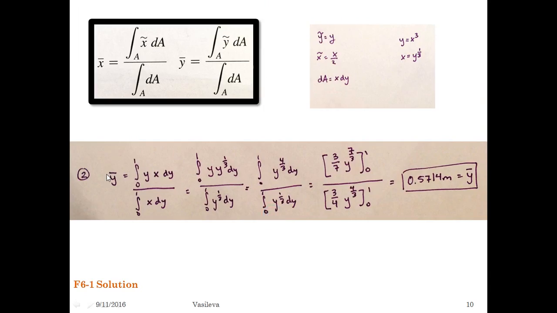Now I need to find y bar. Same thing for y bar. So here, y squiggle was just y, and dA was x dy. So I end up with this equation, and now we're still integrating in terms of dy. So once again, wherever I see an x, I need to substitute y to the 1/3. So I do that, run through my math, do the integration, and I end up with 0.5714 meters for y bar.